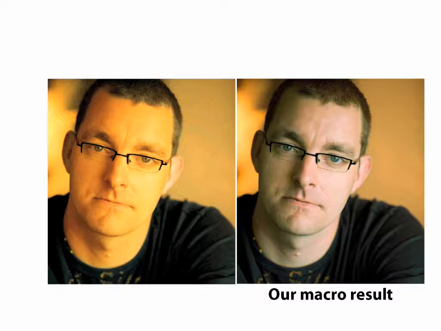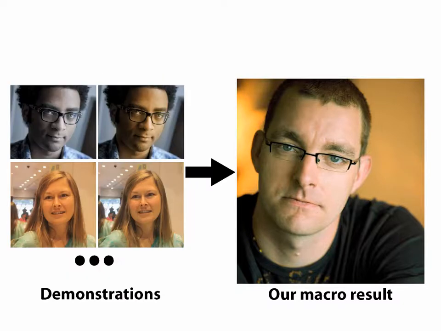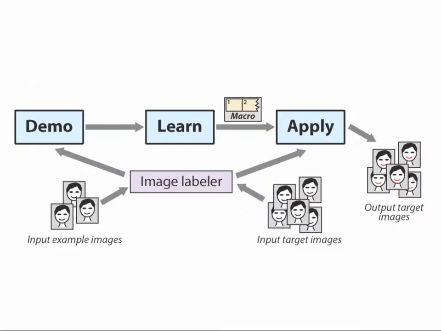We present a framework for automatically generating content-adaptive macros from multiple demonstrations of the same manipulation. Our approach combines image recognition with machine learning to build these macros.